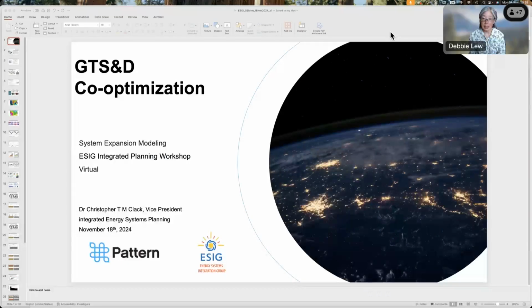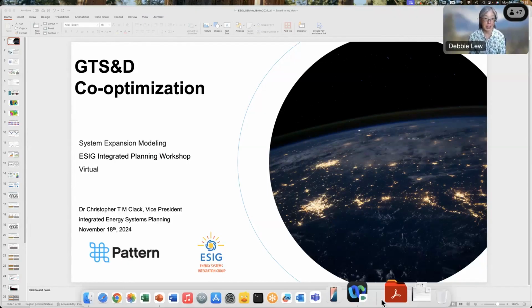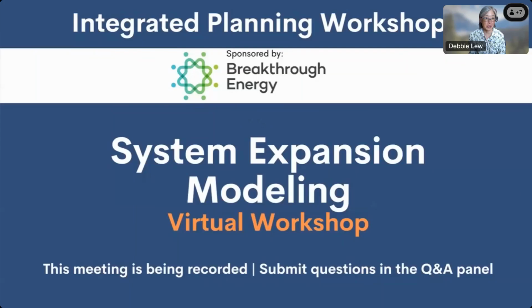And now I'd like to introduce Dr. Chris Clack from Pattern Energy, talking about co-optimization across generation, transmission, storage, and distribution.